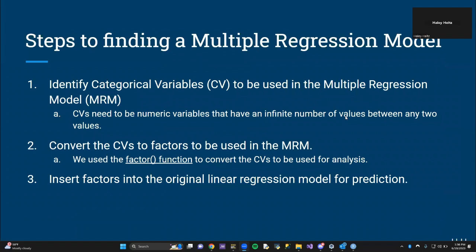Okay, I'm going to go over the steps that we used to find our multiple regression model. First, we identified our categorical variables to be used in the multiple regression model, and we determined that the categorical variables needed to be numeric variables that have an infinite number of values between any two values. After this, we converted the CVs to factors, and we used the factor function to convert the CVs to then be used for analysis. After this step, we inserted the factors into the original linear regression model for prediction.